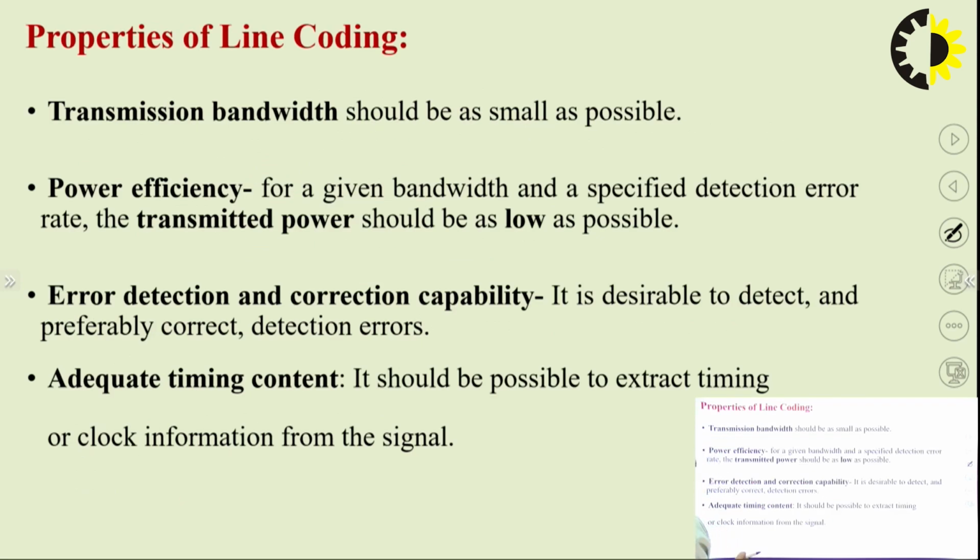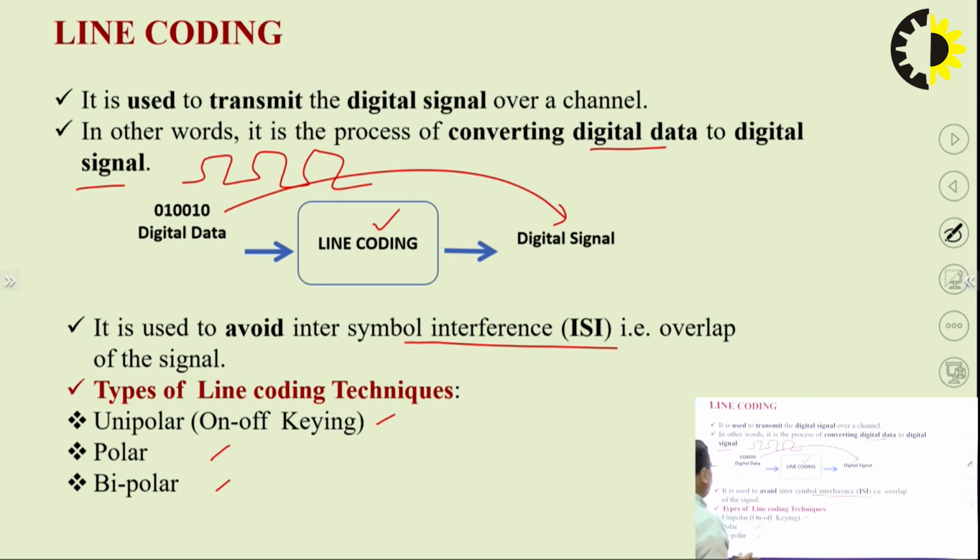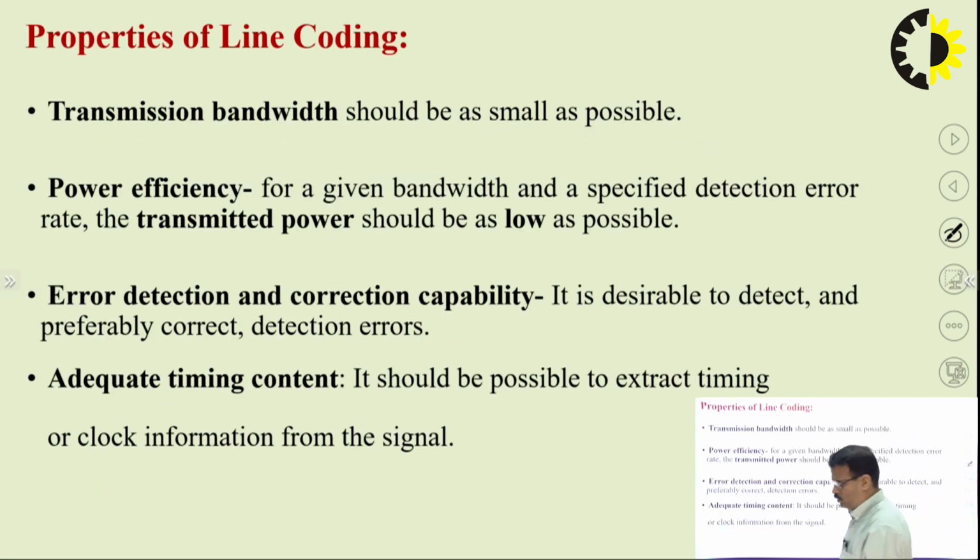So, now the properties of line coding. What I told you here was why we are using line coding and what function line coding performs in digital communication. But now the properties of line coding. Transmission bandwidth should be as small as possible. Power efficient for a given bandwidth and specified detection error rate. The transmitted power should be as low as possible. Error detection and correction capability: it is desirable to detect and preferably correct detection errors. Adequate timing content: it should be possible to extract timing or clock information from the signal.